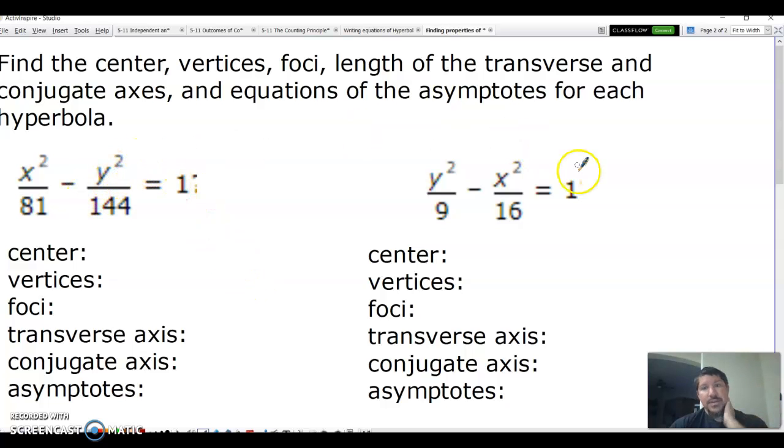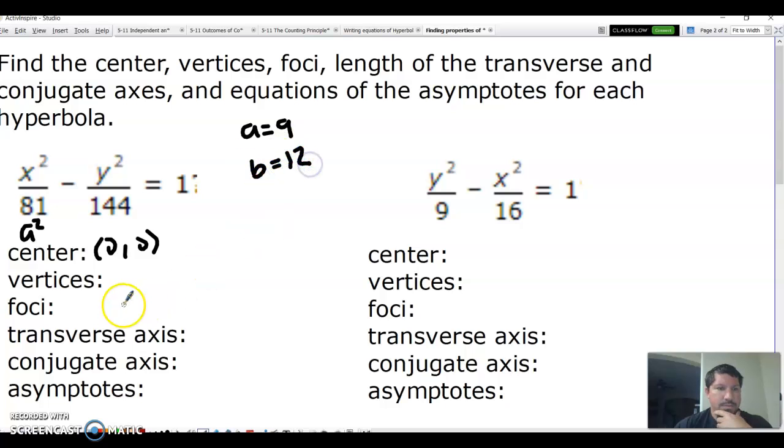Alright, so from the equations, we want to find the center, vertices, foci, same stuff. So center, x squared, y squared, whenever you see that, that means that it's going to be 0, 0. Okay, so the transverse axis deals with this one. Remember, this is a squared, which means that in this case a will be 9, b will be 12. So my vertices are 9 away from 0, 0. Since x comes first, it's going right and left. So my vertices will be negative 9, 0 and 9, 0.